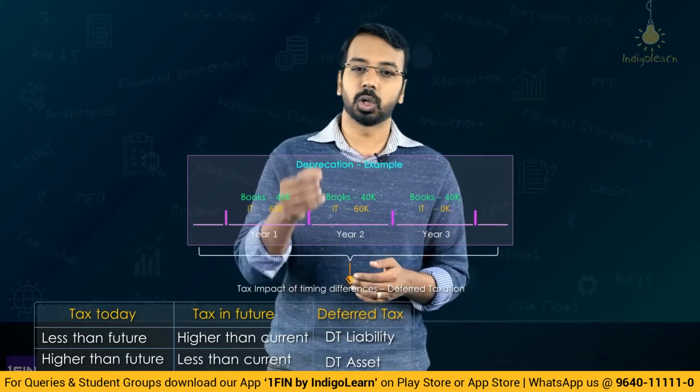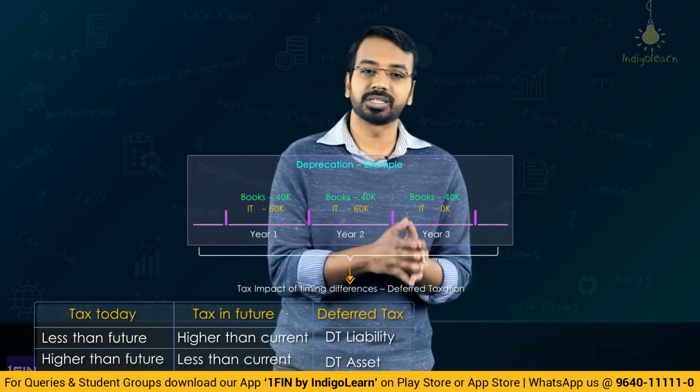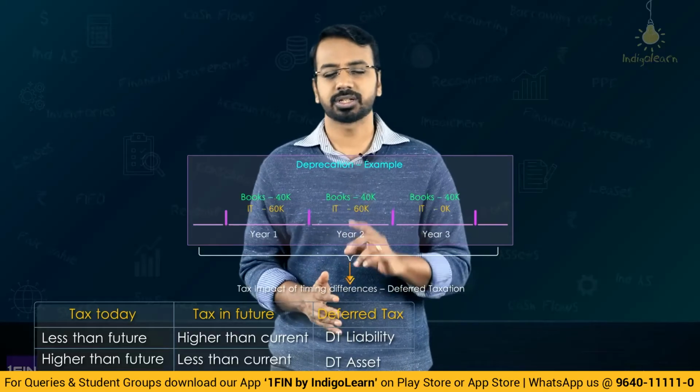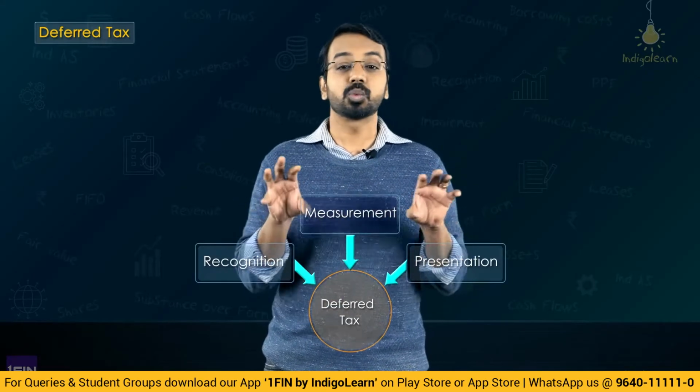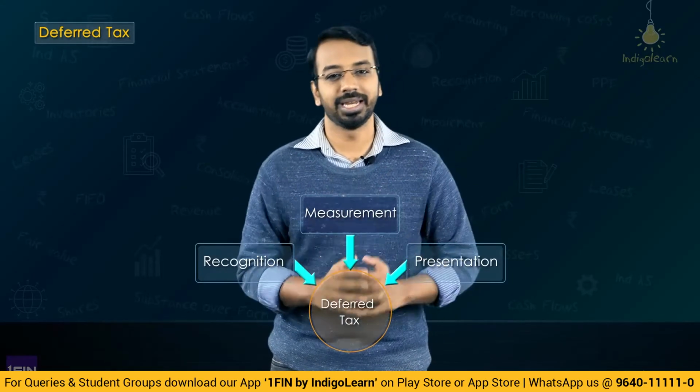And of course, if you have losses to be carried forward, even that would result in deferred tax asset. When we come to the discussion, we will understand about that. Now that we have understood the broad aspect of deferred taxation, why it arises and why it is important to account for deferred tax, what we need to understand is, when do we recognize a deferred tax, how do we measure this deferred tax, and how do we present this measured tax. These three pillars is what we need to understand as a part of Ind AS 12.